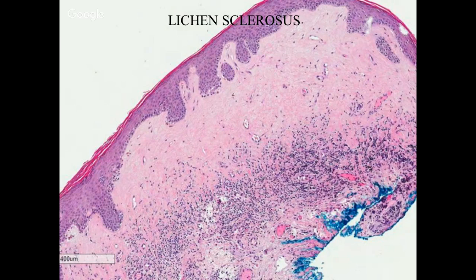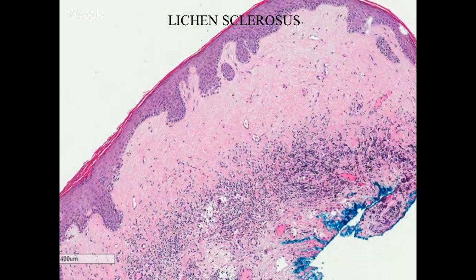So this is the condition that we see in the vulva, is it? That is the most common location, but it can present in other places also. Like it can present on the scalp, it can present on the extremities, but the most common location is the genitalia. What will be the other differentials in this on histology?